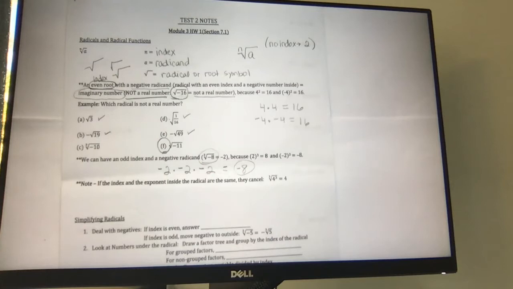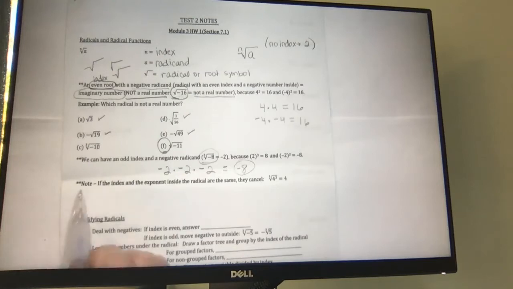Even index, negative radicand, not a real number, okay? So make sure that you can see the difference there. Is everybody okay with that, and why that is and why it isn't and all that good stuff? Okay, we're gonna do more of these later.